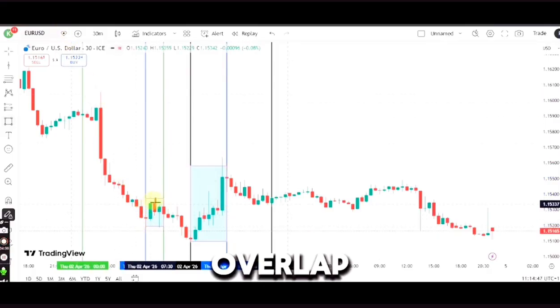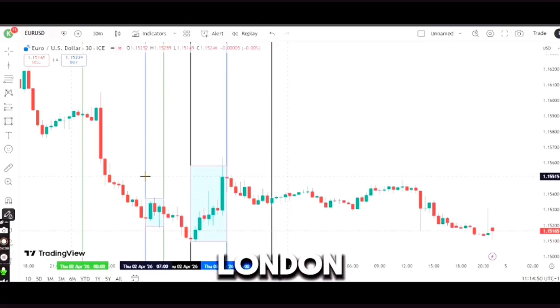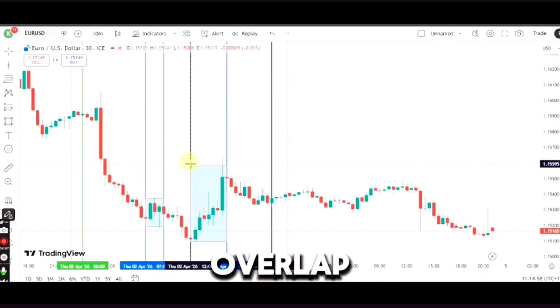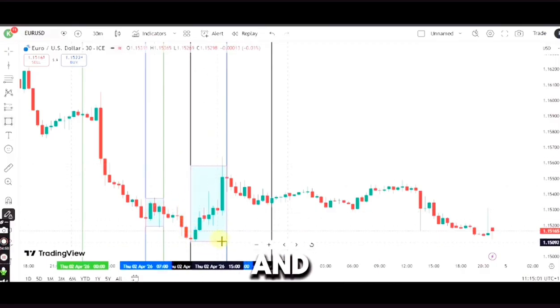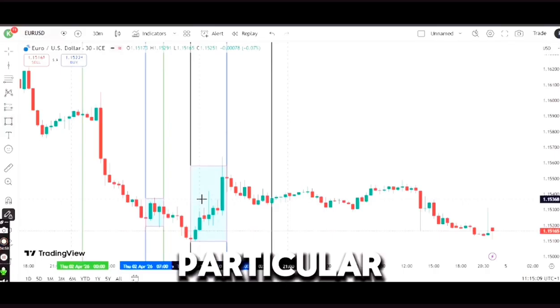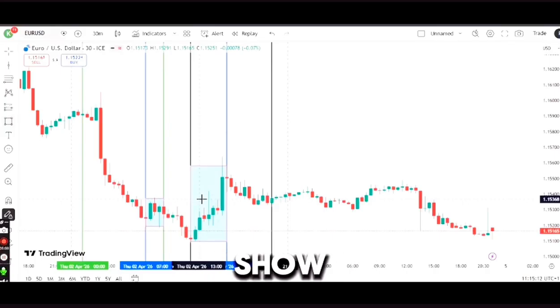So this first overlap between the London session and the Asia session is called the Tokyo overlap, and this overlap between the London session and the New York session is called the London New York overlap. So these particular points of overlap, I want to show you something about it. This is where the market is always very volatile. The market moves very fast at this point because there are two sessions trading at the same time.